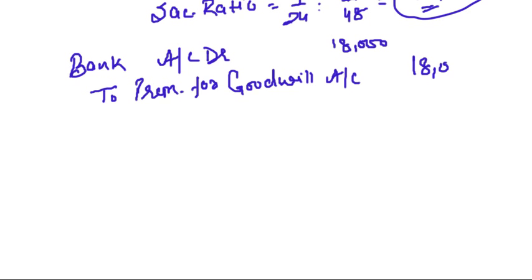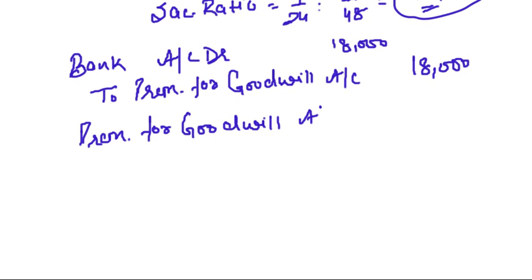How much is the amount that he has brought? 18,000 out of 30,000. Now this premium for goodwill is to be adjusted through partners' capital accounts. I'll say premium for goodwill account debit. Who are the old partners? A and B.